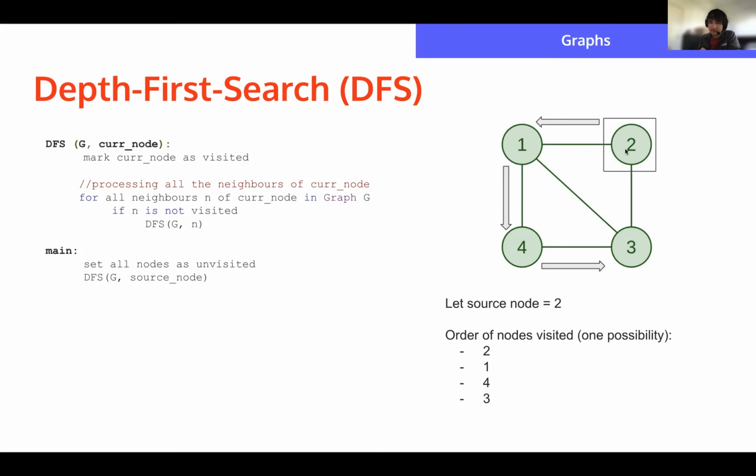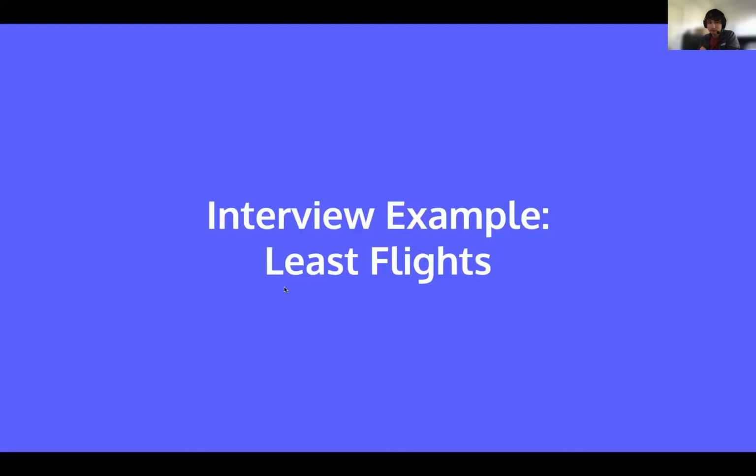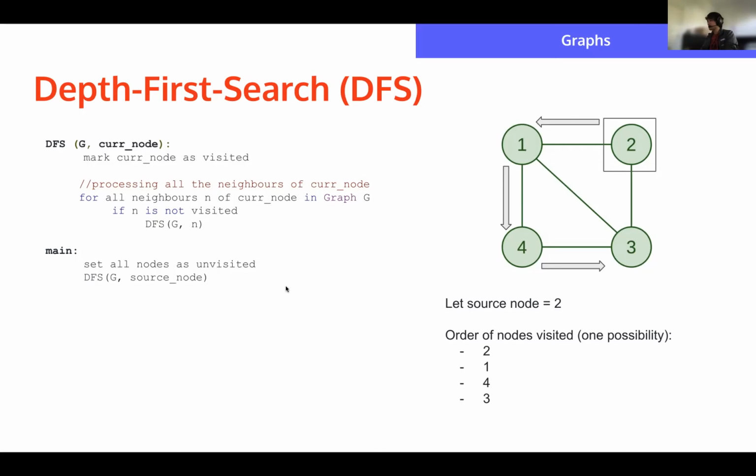In this case, depth first search, we'll do something like 2, and then we'll go to its child 1, and then 4, and then 3. In this case, we actually kind of did all of them before we ever came back from our first recursion call. Great. Any questions about this before we start going into some interview examples?